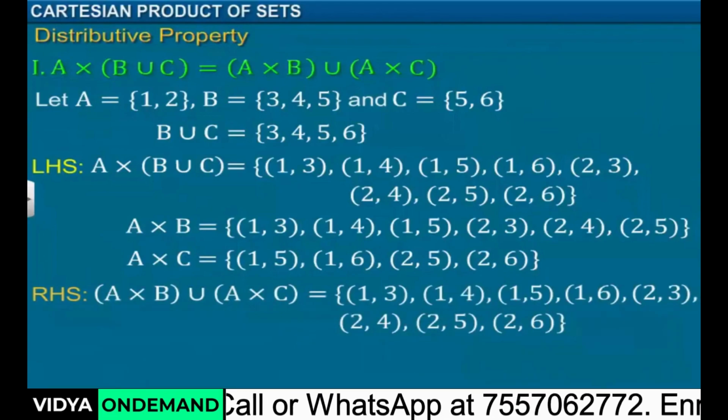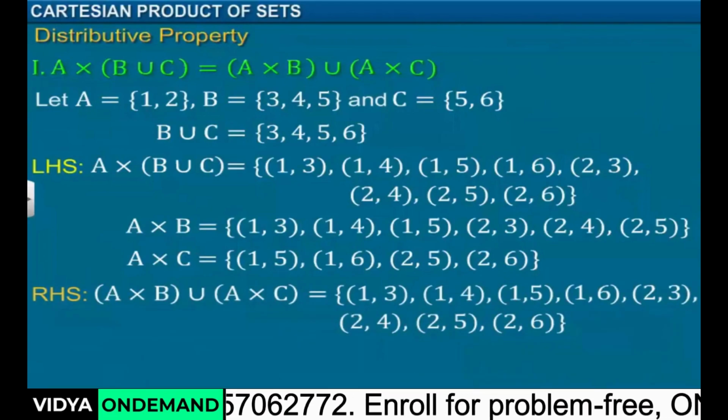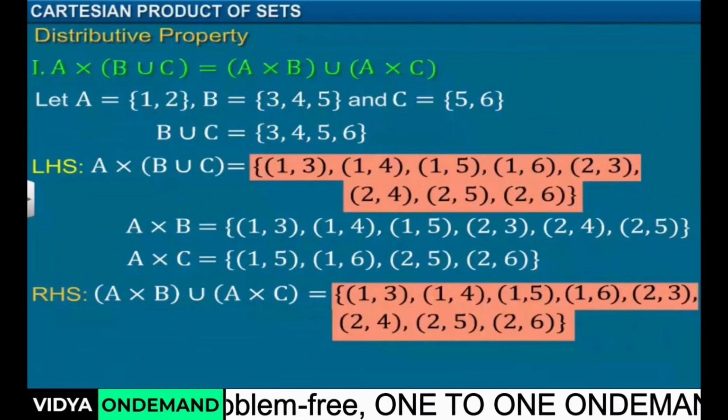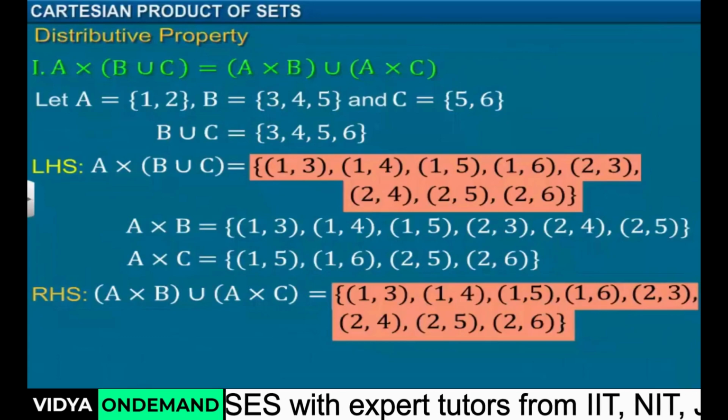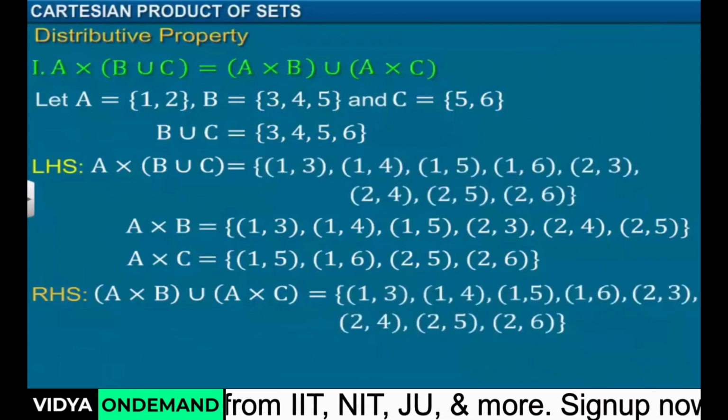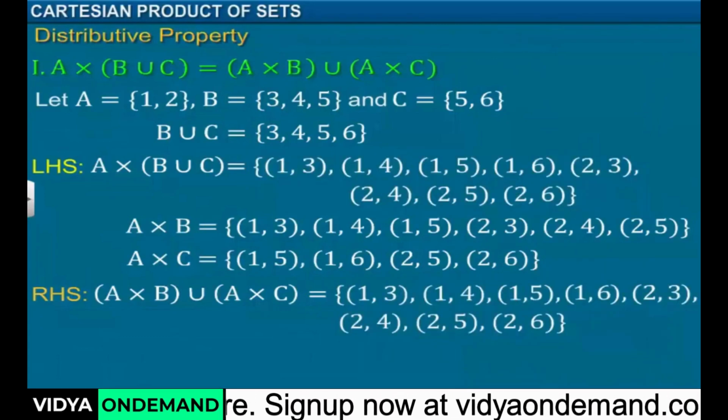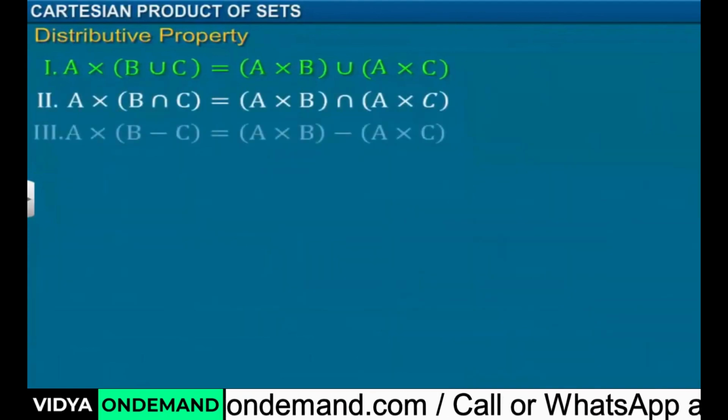Hence, both the right-hand side and the left-hand side are sets consisting of the same ordered pairs. Hence, this property is verified. Similarly, the other 2 results of the distributive property can be verified.